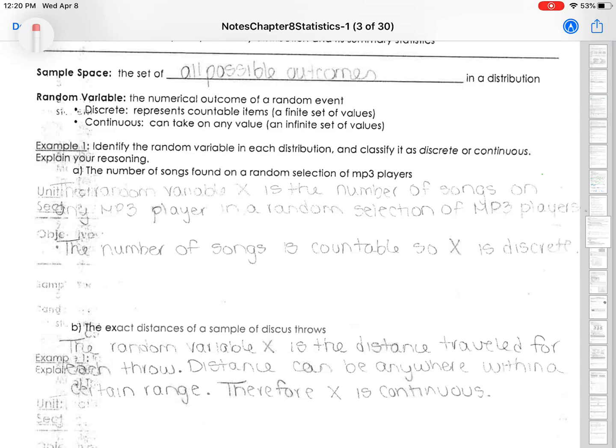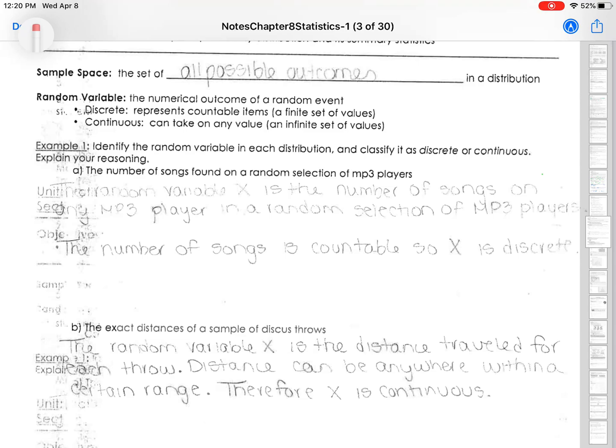So if we take a look at identifying the difference between the two, it says identify the random variable in each distribution and classify it as discrete or continuous, and explain. So the number of songs found on a random selection of MP3 players. The random variable X is the number of songs on any MP3 player in random selection, no particular order. Since everybody has a set number, it's countable. So you have a specific number associated, so X would be considered to be discrete.